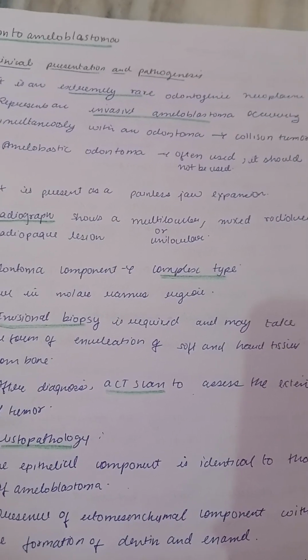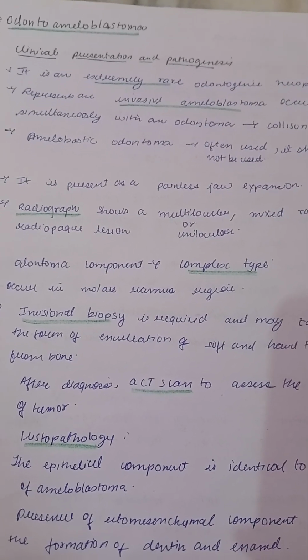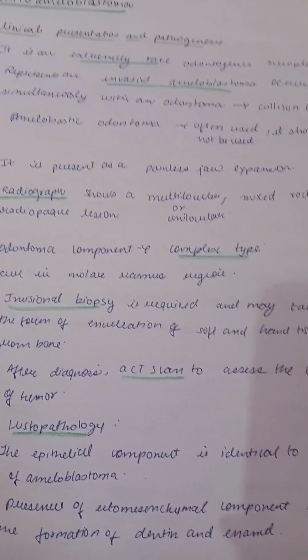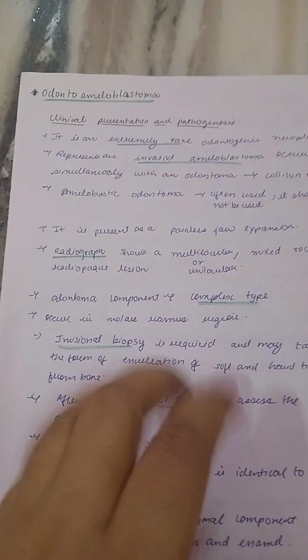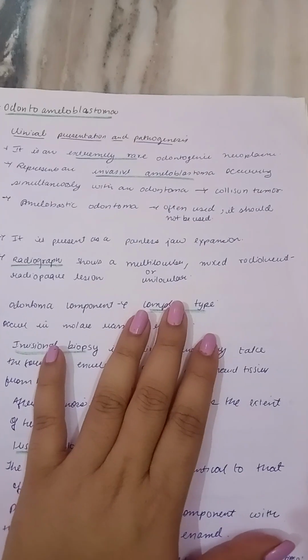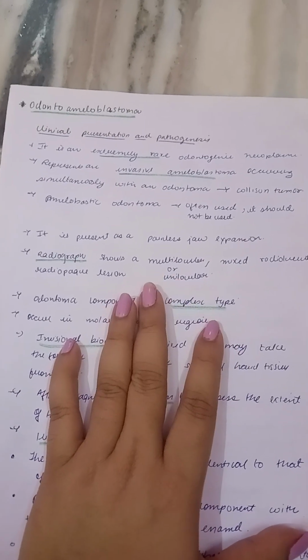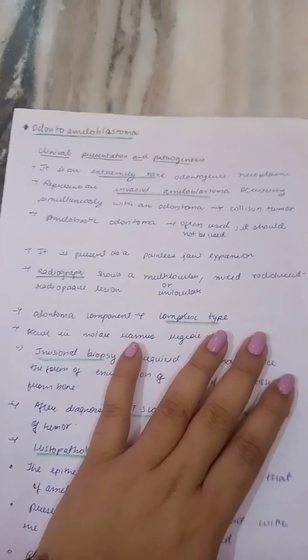Ameloblastic odontoma is often used, but it should not be used. It is not ameloblastic odontoma, it is odontoameloblastoma. It presents as a painless jaw expansion. Radiograph shows a multilocular mixed radiolucent and radiopaque lesion. It can be multilocular or unilocular, and it shows mixed radiolucent and radiopaque lesions.